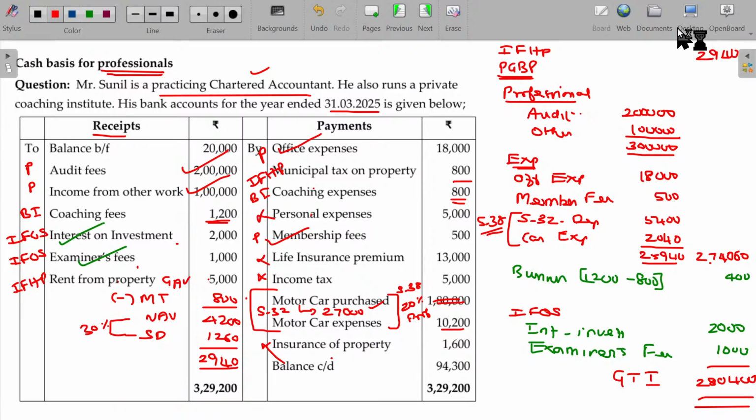With that, all the calculations are over. Now we move on to the leftover 4 sections: 44AD, 44AB, 44ADA, and 44AE.